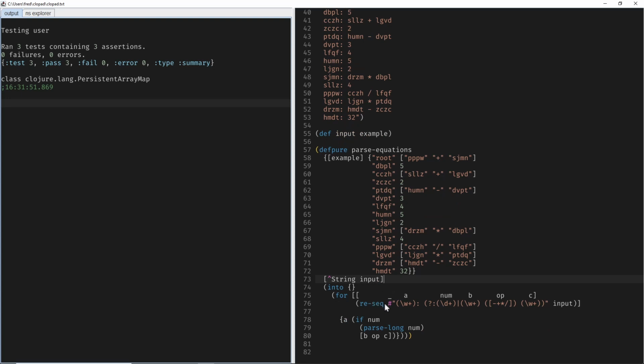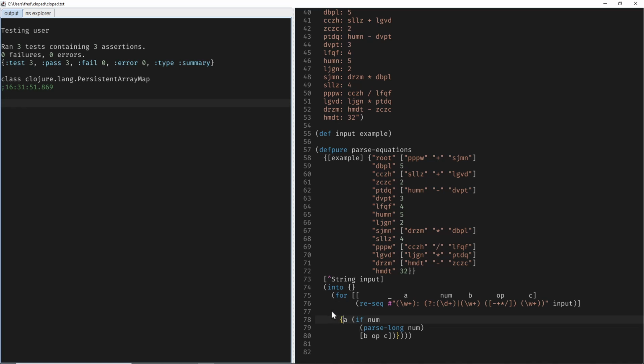So we have another good old re-seq here that parses the left-hand side. I call that A, then the colon, and then either a number or B op C. And then we check, did we actually parse a number? Then we want to convert that from a string to a long. Otherwise, we put B, op and C into a vector. And this is the value in a map, and the key is A, the thing on the left.